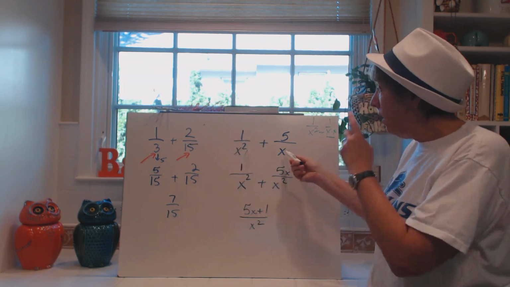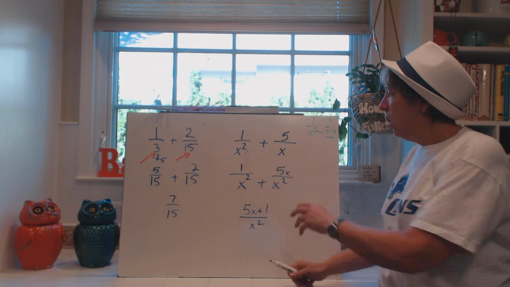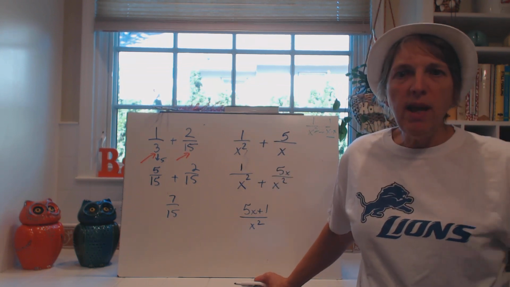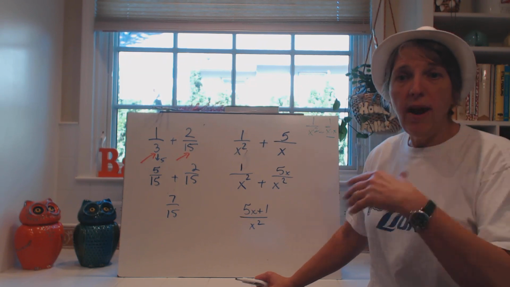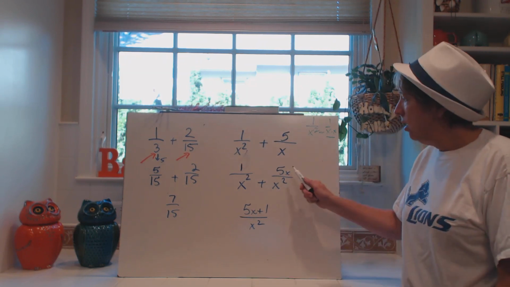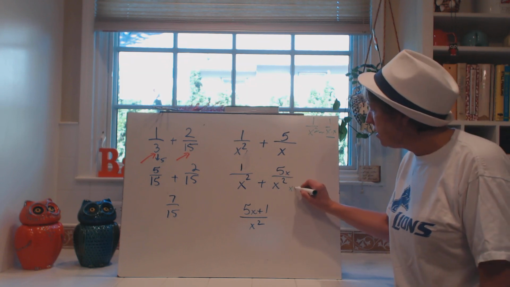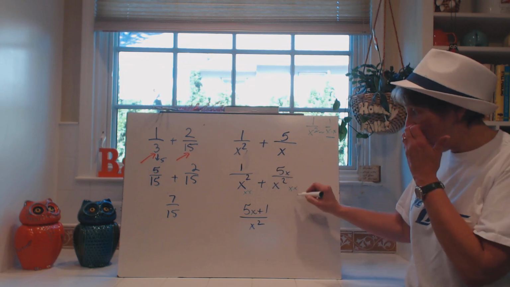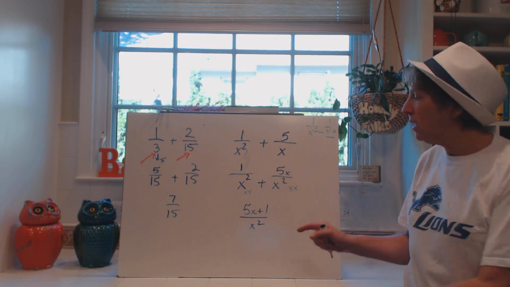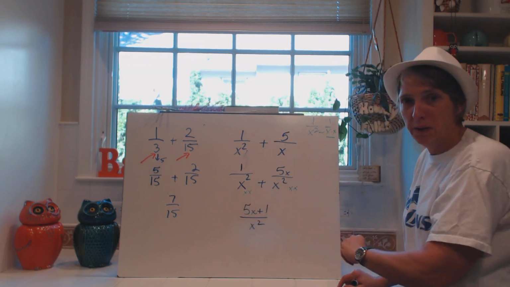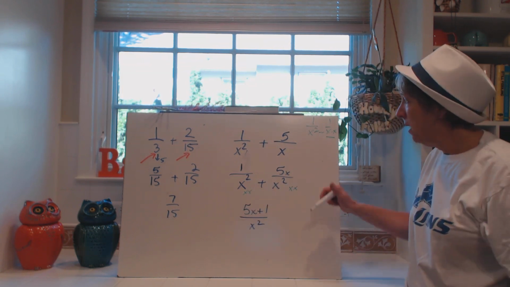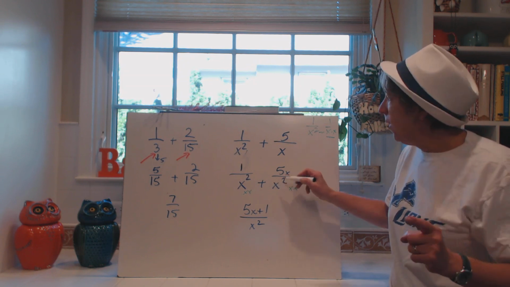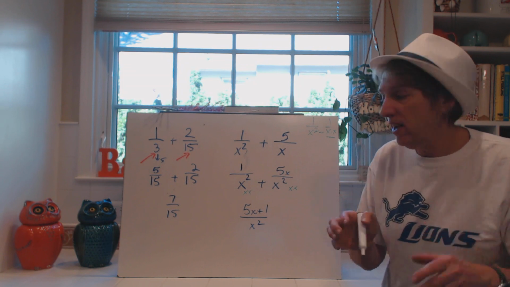That stays the same. Here though, x goes into x squared how many times? How many x's are there? 2. I have 1. How many are left? 1. You can write it like this if you want to start: 1 over xx, 5 over x, 5x over xx. We don't want to simplify here because we need this common denominator. So x goes into x squared with an x left over. So x times 5 is 5x.